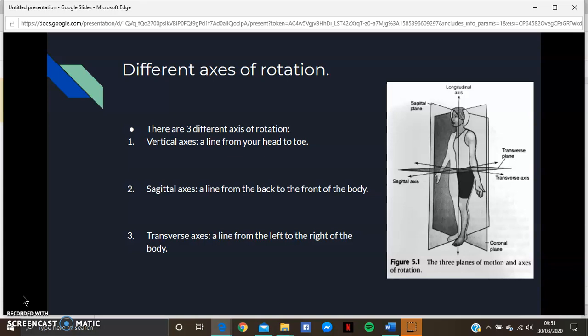An example of the frontal axis would be a person performing a somersault.